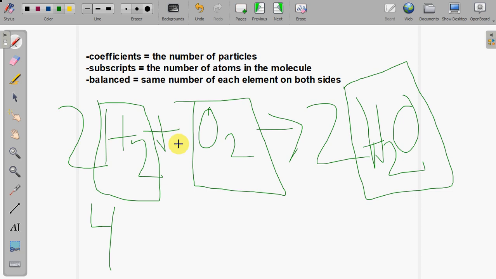I have 1 box because of the invisible coefficient 1. So I have 2 atoms of oxygen total. And on the product side, I have 2 boxes of H2O. So I have 4 hydrogen and 2 oxygen total. So this is a balanced equation. Okay? In order to be balanced, you have to have the same number of each atom on each side.